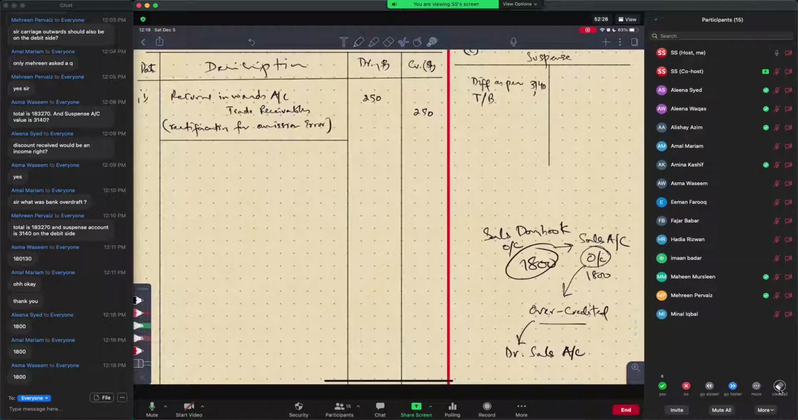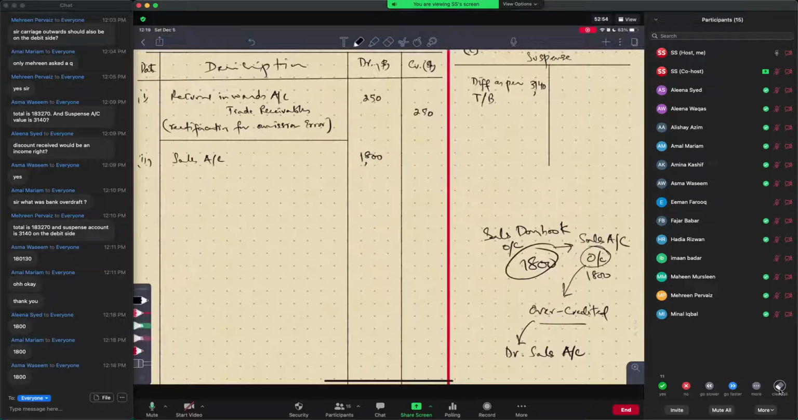The book has been overcast by $1,800. That means sales account is overcast by $1,800. That means sales account has been overcredited by $1,800. And that means you need to rectify this error by debiting sales account by $1,800. So we should debit sales account here by $1,800. Yes or no?